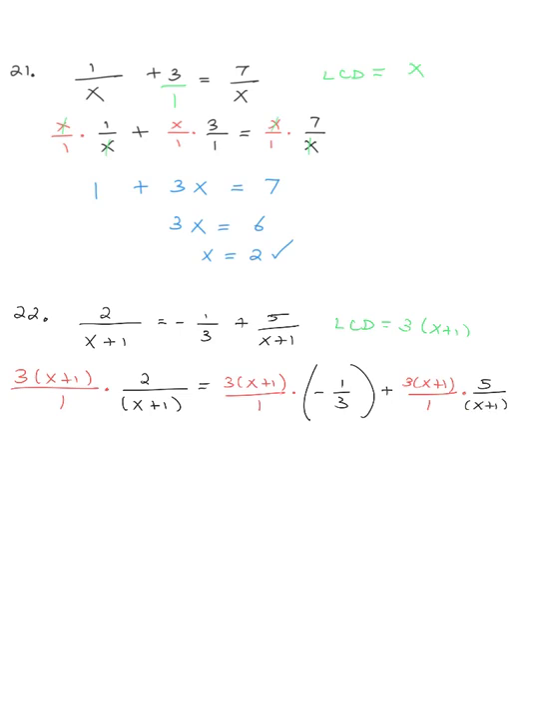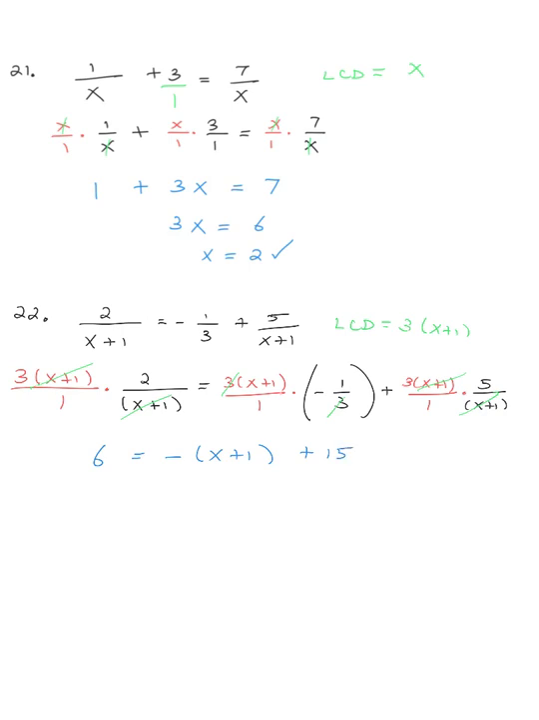I can now go through and cancel all of the common factors. X plus 1 cancels with x plus 1. This 3 gets canceled with that 3. And this x plus 1 cancels with that x plus 1. I'm going to simply write down what's left over. In the first fraction, it's 3 times 2, which is 6. In the second one, I have a negative. I have an x plus 1, and that's it. And in the last fraction, I have 3 times 5, which is 15.